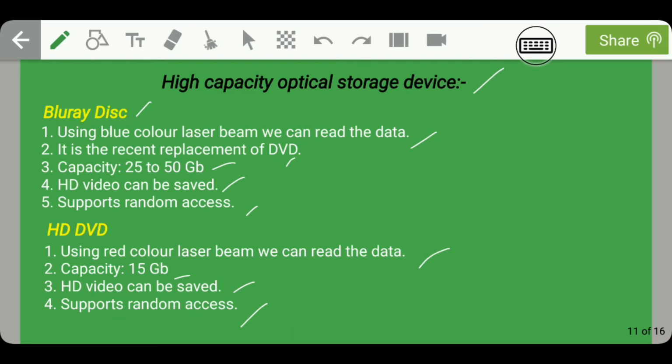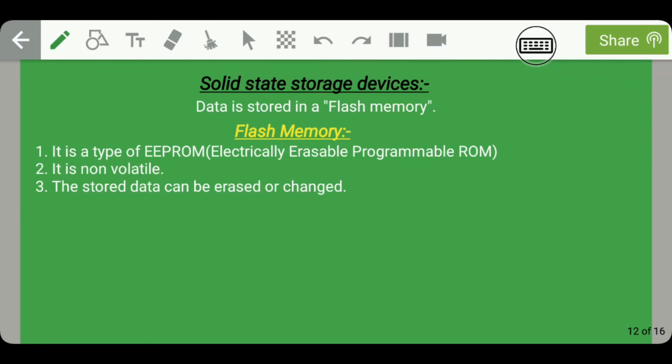So guys, now we will see the last classification of storage devices, that is solid state storage devices. As we have discussed earlier, in case of solid state storage devices, the data is stored in a flash memory. So first of all, let us discuss what this flash memory means. This flash memory is a type of EEPROM, which stands for electrically erasable programmable ROM.